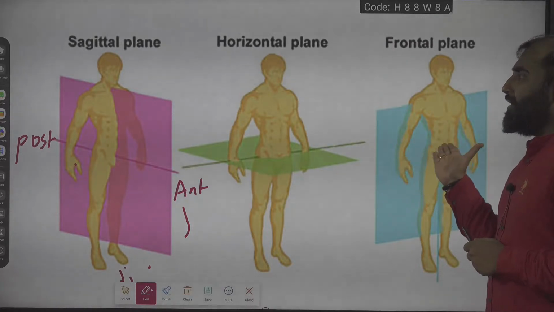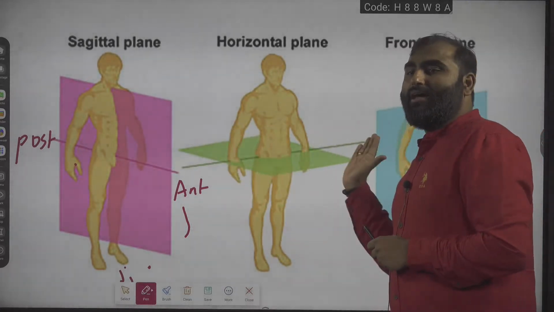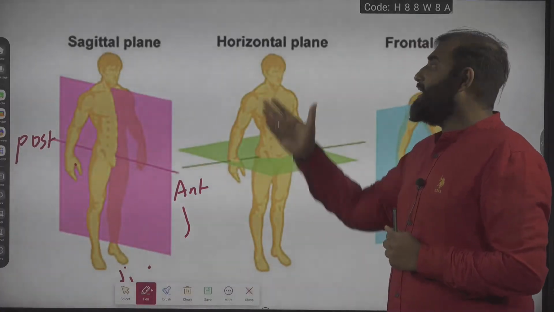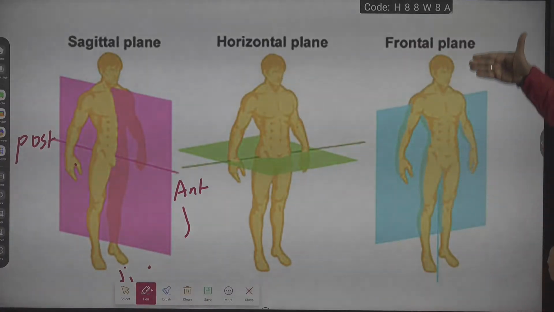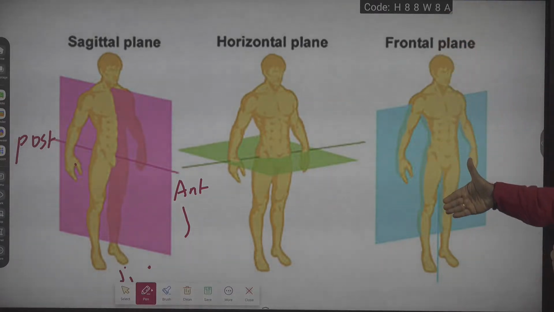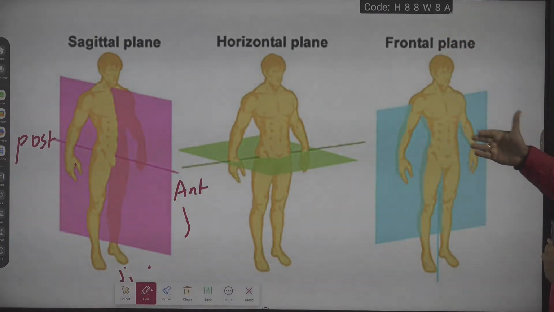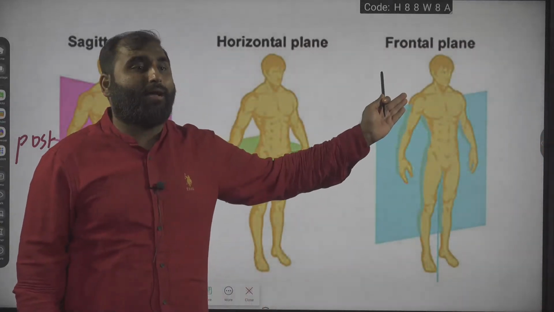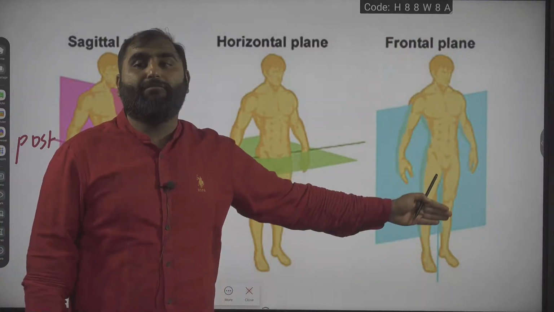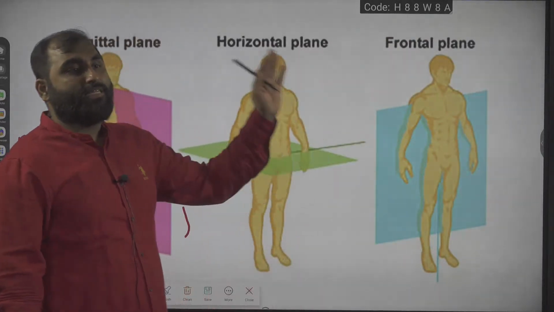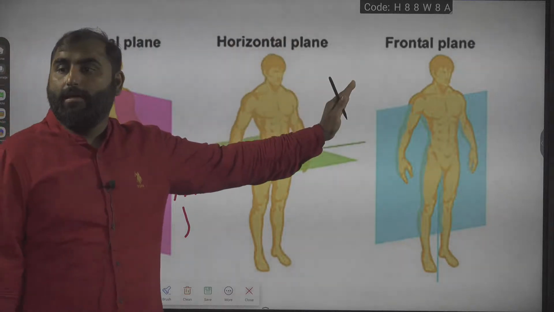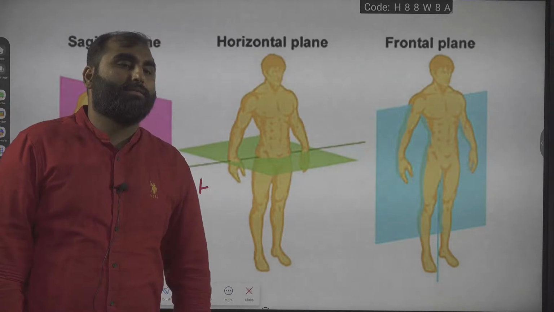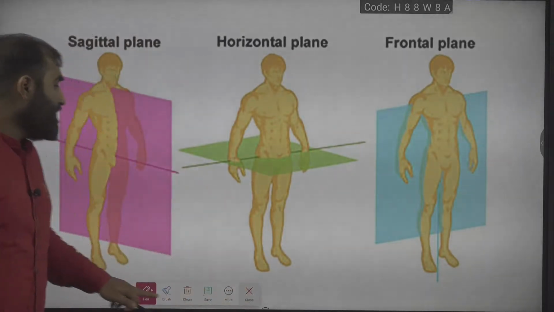Similarly, when it is passing through the transverse axis, then what is this plane? Horizontal plane. And when it is passing through your head like this, dividing the body into front and back, this will be the frontal plane. So sometimes we study in the sagittal plane, sometimes in the horizontal, and sometimes in the frontal plane. Am I clear, guys? Okay, moving ahead.